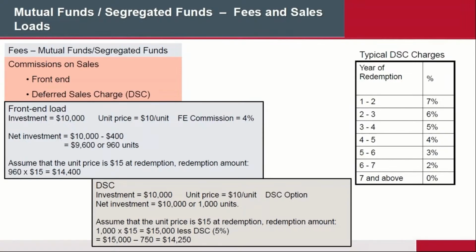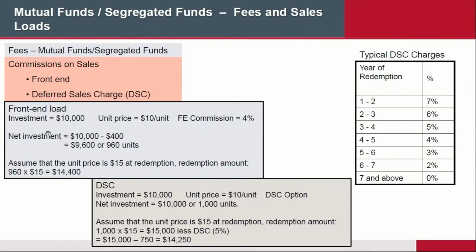First, we'll look at the similarities. In both cases, there are going to be fees. Everybody has to get paid, obviously. Whether you buy a mutual fund or a segregated fund, there's going to be fees, and those fees are basically your MERs, your management expense ratios. There's also commissions on your sales. Obviously, you want to get paid. The commission could be front-end loaded, which I'll explain in a moment, or a deferred sales charge, which, again, I'll explain in a moment. So let's take a look at the front end, first of all.